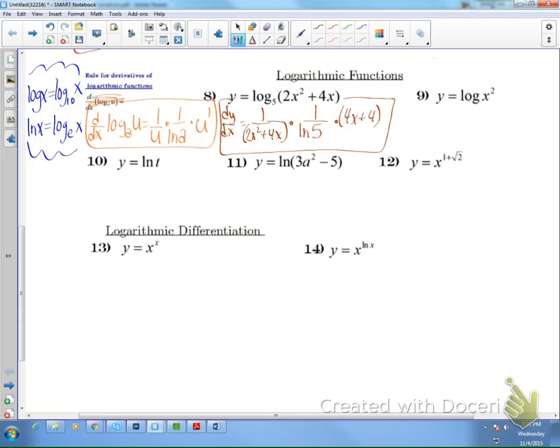Okay, go ahead and start doing 11 and 12. You have volunteer, go write number 9 up. Who wants to write 9? Okay, and you continue with 9 or 11 and 12.